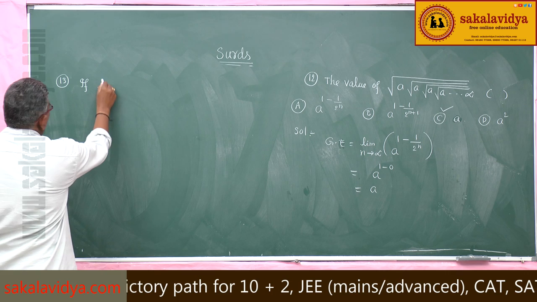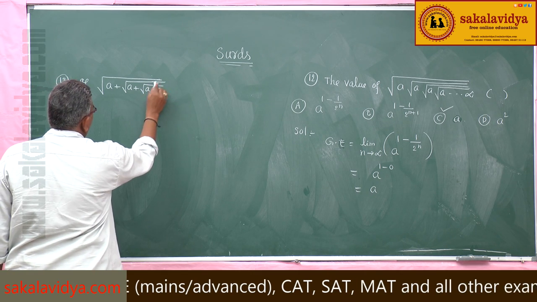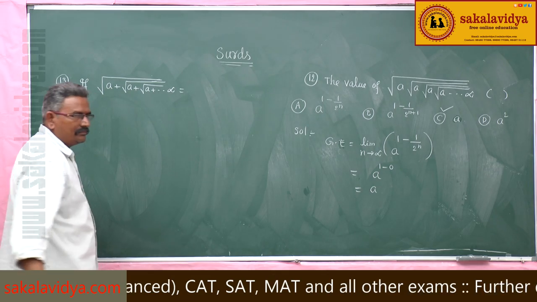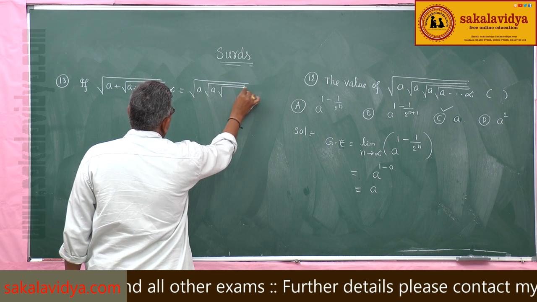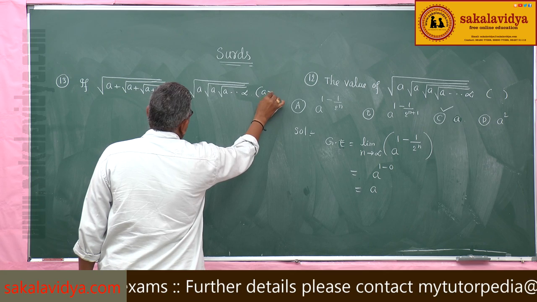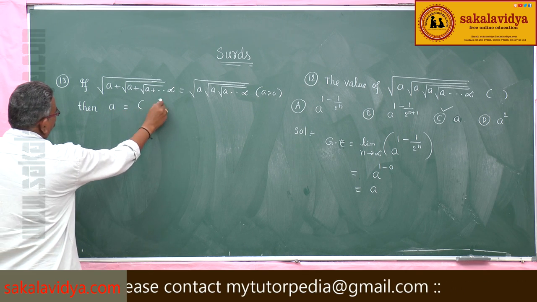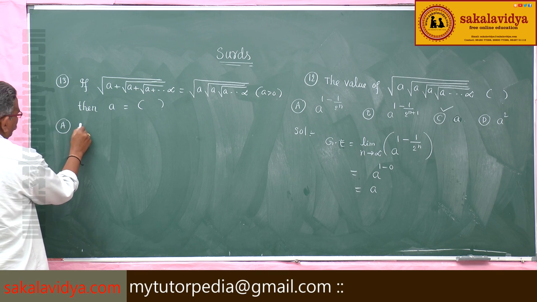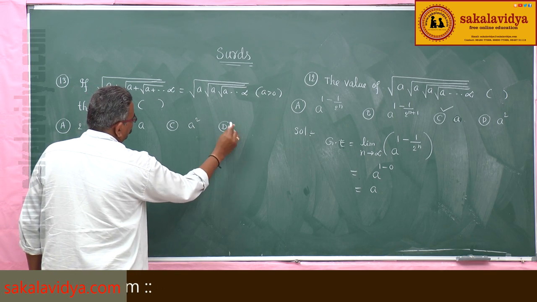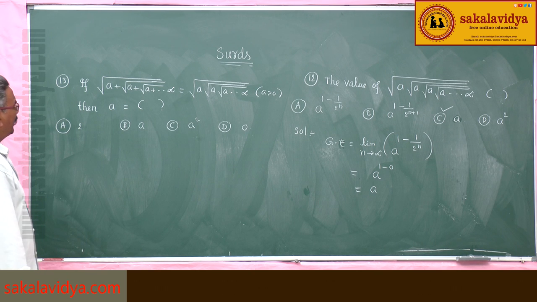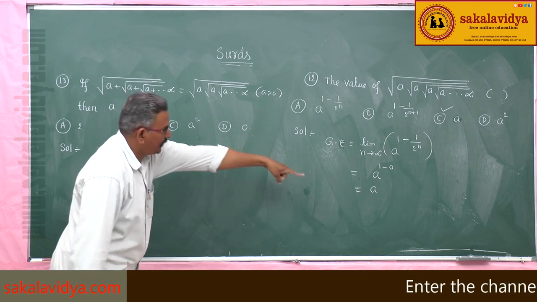If root of a plus root of a plus root of a dash dash infinity is equal to root of a, root of a, root of a dash dash infinity, a greater than 0, then a equals to: first option 2, b a, c a square, d 0. Okay, now this is already we have formulated, this one also formulated.